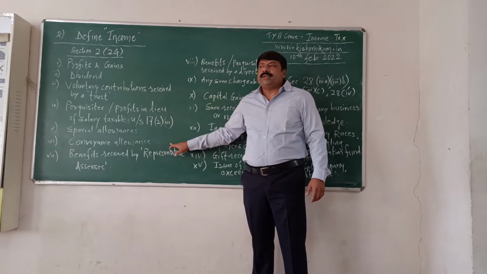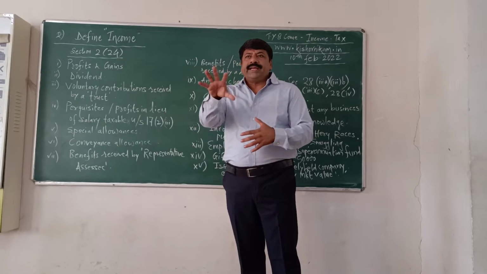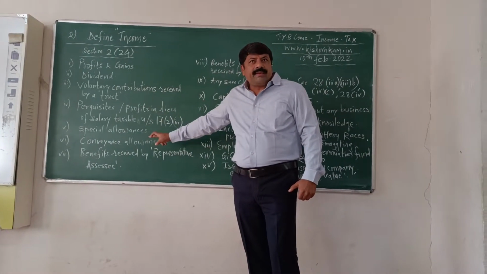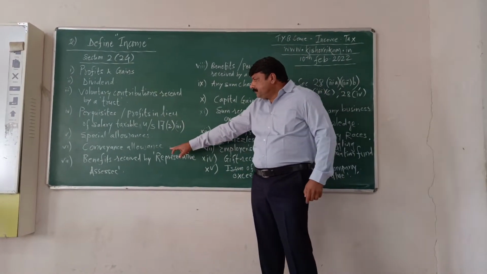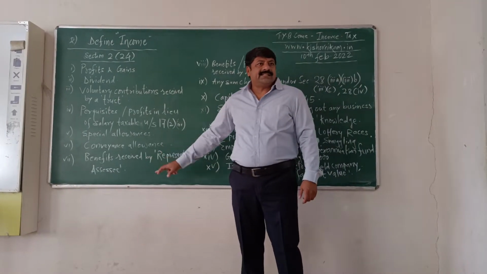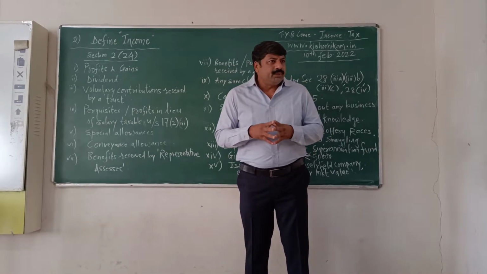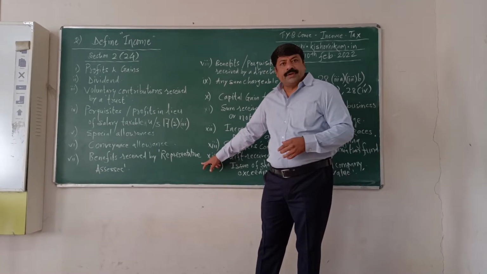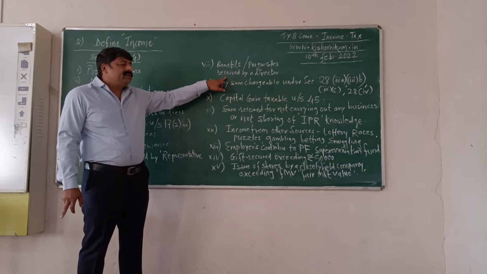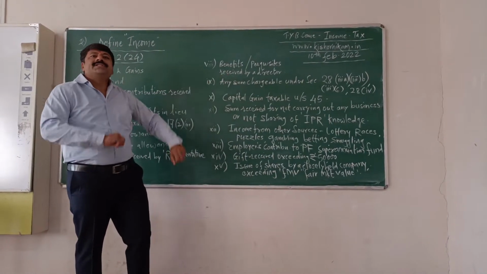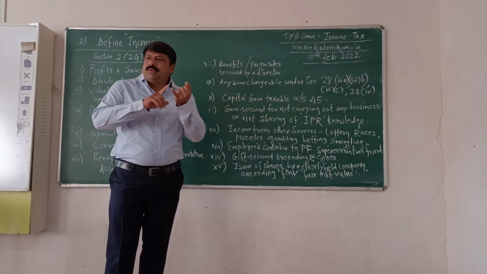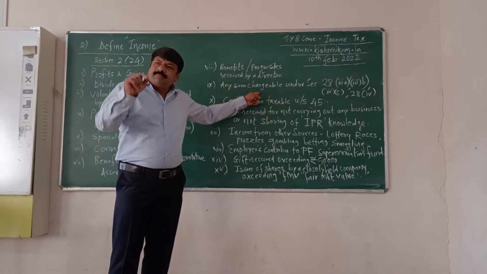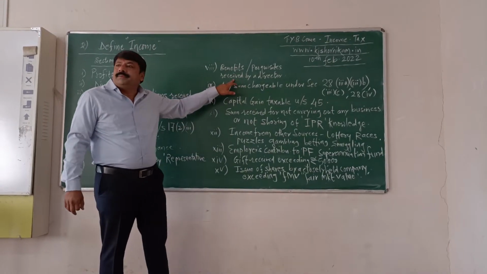Clear? Then conveyance allowance. What is conveyance? Conveyance is the allowance paid for commuting the distance between office and residence or residence to office. That is called conveyance. If it is received by employee, it is taxable as salary income. Then benefits received by representative assessee. Yesterday we discussed. Representative assessee is the assessee which represents a minor or a person of special status. If he receives any benefits, then it is taxable under the definition of income. Now next is benefits or perquisites received by director of a company in which he has a substantial interest, then it is also taxable. Any amount received as a dividend, any way of contribution, any non-monetary benefit received from such company in which a director or any other person has a close interest, substantial interest, then it is taxable as income.